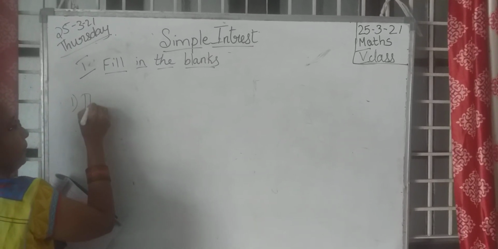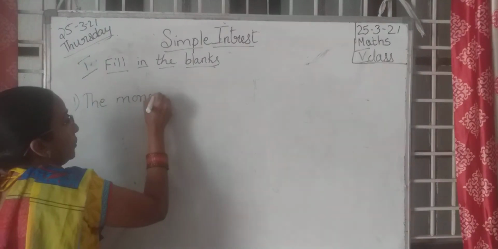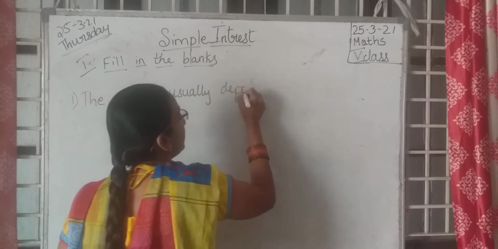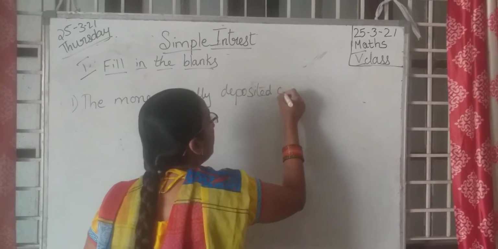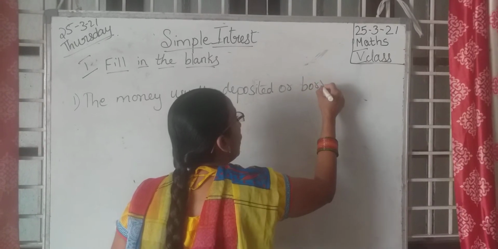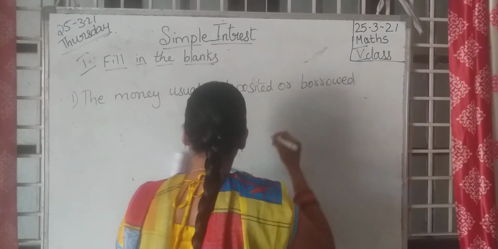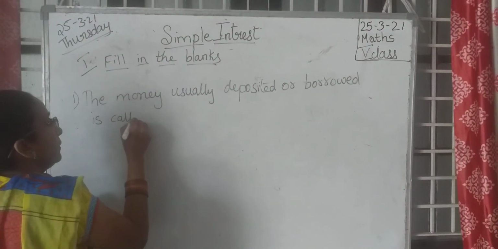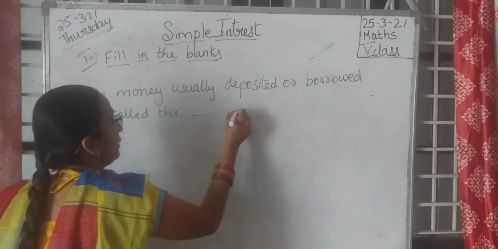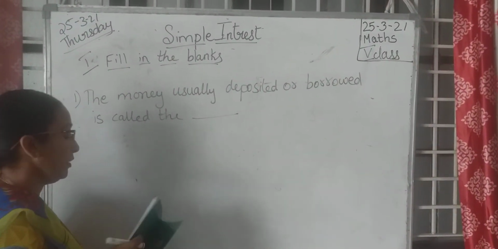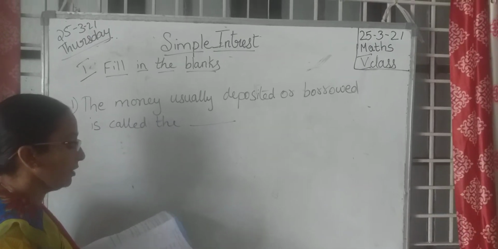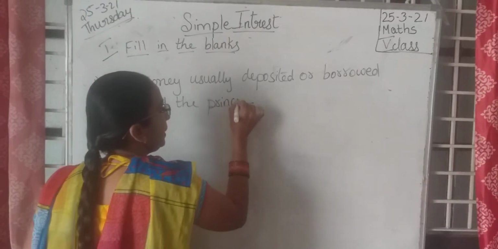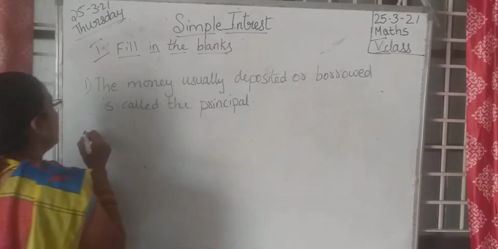The money usually deposited or borrowed is called the dash. What is it called, children? Money usually deposited or borrowed is called principal. Principal. Okay?